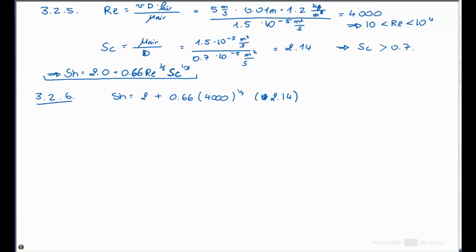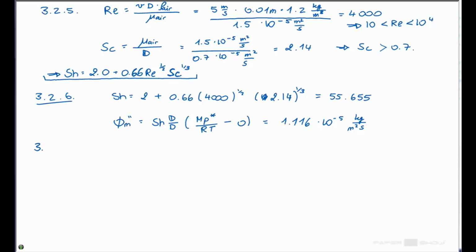So now we will calculate the new Sherwood's number. If we fill in the found values, we find that Sherwood's number is 55.655. Next, if we calculate the mass flux with this new value for the Sherwood number, we find 0.116 times 10 to the power of minus 5, which is almost 30 times larger than with diffusion.